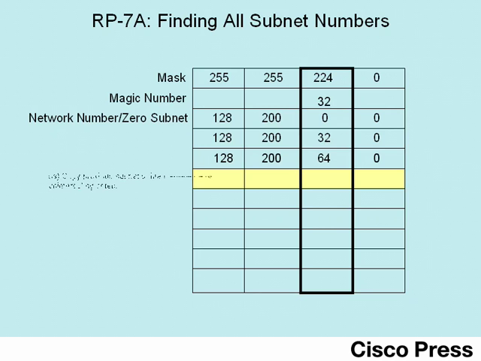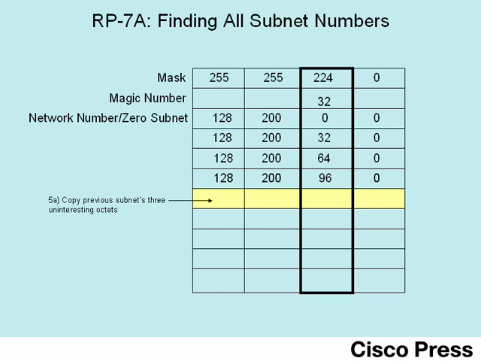Repeating step 5 again, we copy the 3 boring octets down to the next line in the table at step 5A. And then at step 5B, we add the magic number of 32 to 64 in this case, which gives us 96 for the new subnet number. So this next subnet number is 128.200.96.0. At this point, you should start to see the pattern.